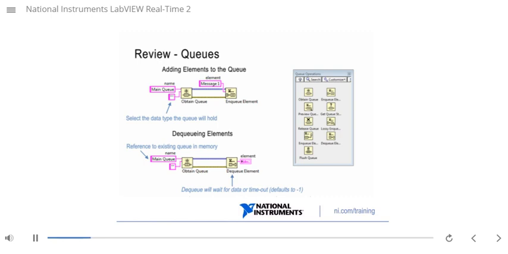When obtaining the queue, it's necessary to select the data type that the queue will hold. You do this by passing a constant or control of that data type to the data type input. In the case that we see here, this will be a queue that contains a string.